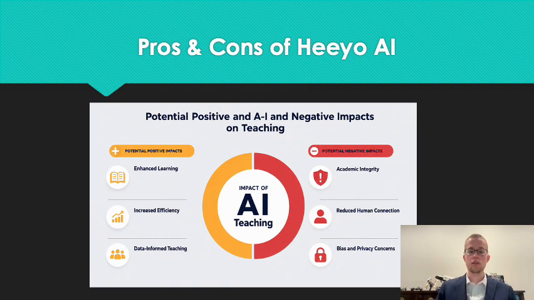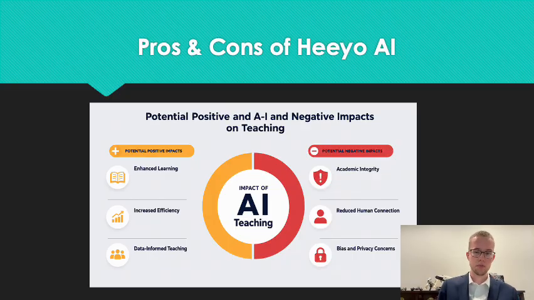Increased efficiency. So if all of the students are using HEEYO AI, the classroom can be more efficient because they can all be doing their own interest while learning the same material in a way that makes it easy for them, so it just helps make the whole process smoother. Data-informed teaching means that with the data that we get from HEEYO AI, we will be able to use that to do in-person instruction and help teachers with lesson planning and other tasks.